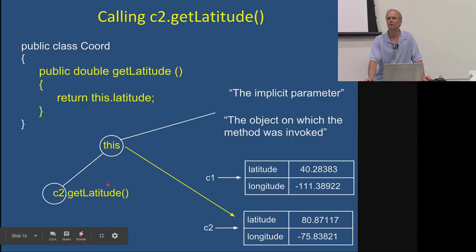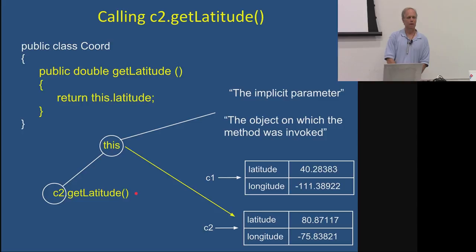Yeah? Right. We say C2 dot get latitude. And that means we're calling the get latitude method. C2 is this now. Whatever C2 refers to is what this is going to be. And there are no other parameters at this point. So that's where this comes from. It's just the object on which the method was invoked. And when instance variables appear in a method, they are interpreted relative to this. So that's what happens when you call a non-static method.